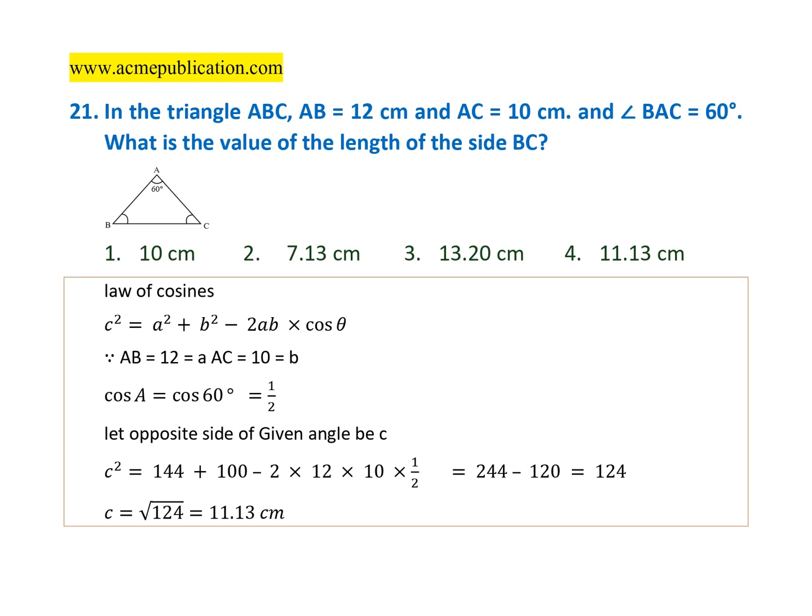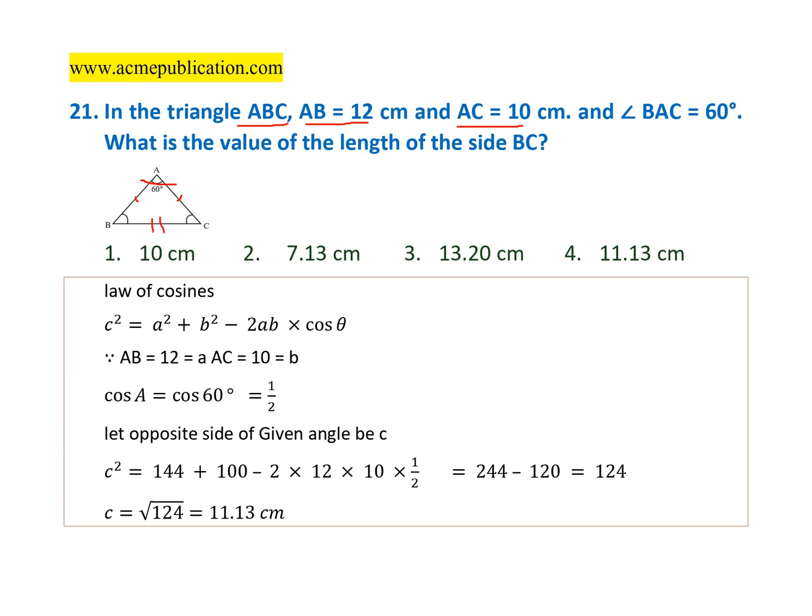In question 21, in the triangle ABC, AB is equal to 12 centimeter and AC is equal to 10 centimeter and angle BAC is equal to 60 degrees. What is the value of the length of the side BC?